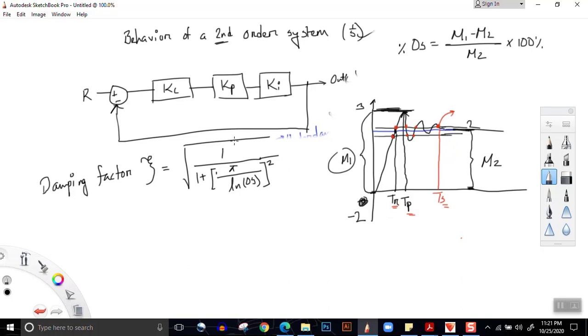And damping factor has a great role to play. If zeta is equal to 1, critically damped. If zeta is equal to 0, undamped, not underdamped. If zeta is equal to 0, we get undamped. If zeta is less than 1, we get underdamped.